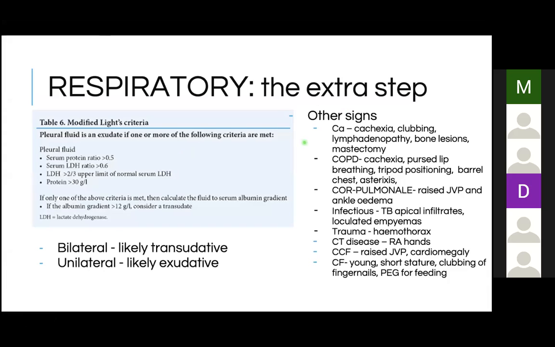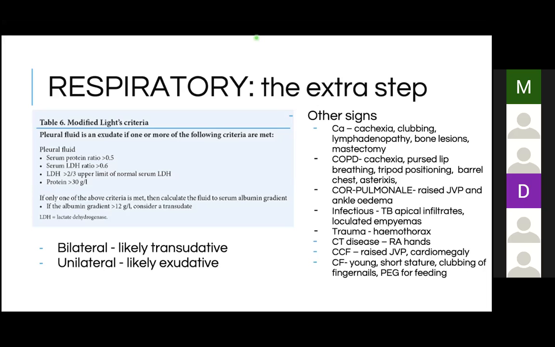So something important is if you have a pleural effusion, you need to know about the modified Light's criteria, which you can go over in your own time. And then other signs. So in cancer, you could see cachexia, which is just extreme emaciation or muscle wasting, clubbing, lymphadenopathy, bone lesions. They could also be, in a female, evidence of a mastectomy.